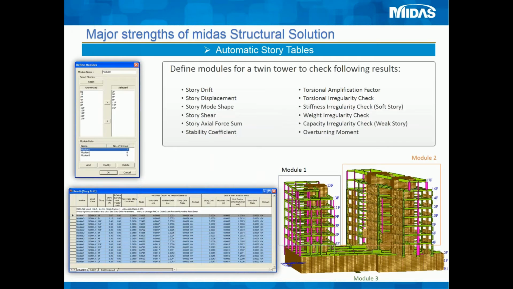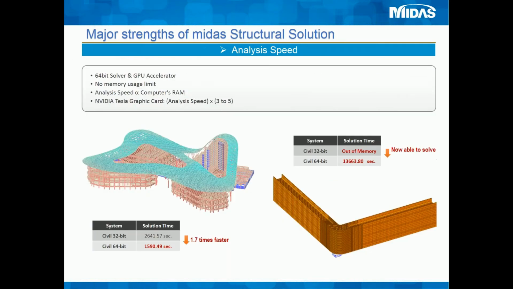This is regarding the various automatic tables provided in MIDAS Gen. We see here how the program can calculate the drifts separately for multi-towered structures. The analysis speed is high in MIDAS Gen because it has a 64-bit solver, and it can be further enhanced by using a GPU accelerator.